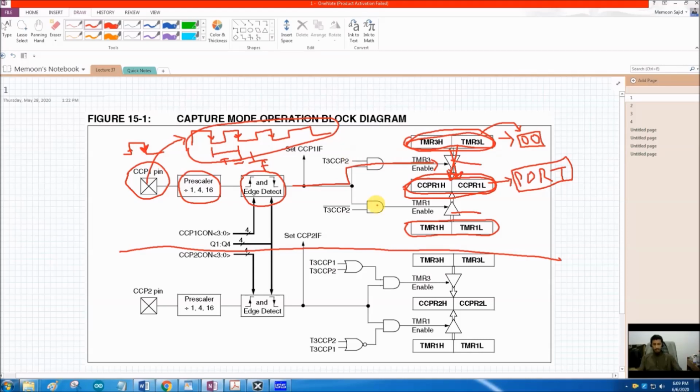In summary, what capture mode does is, there is a pin defined as input, a waveform or an event is occurring at that pin, and as soon as that event occurs, the value of the timer is copied from the timer register into the CCP register. That's it. That's the whole operation of this block.